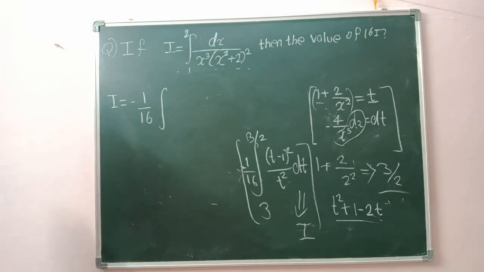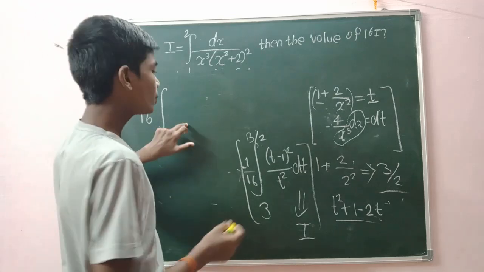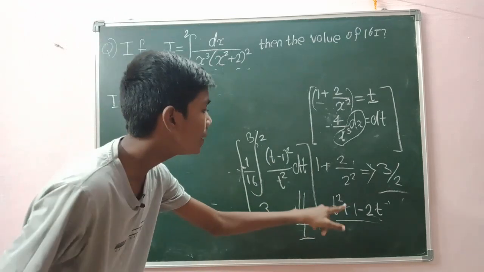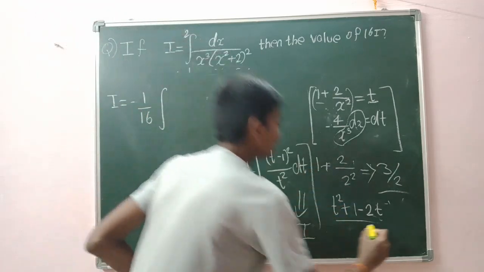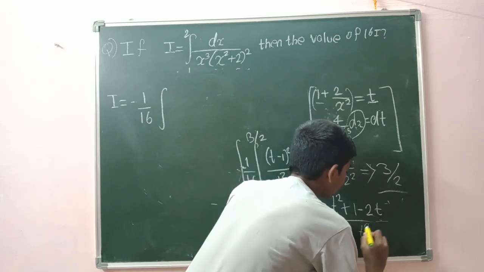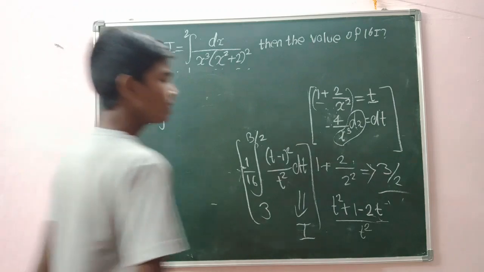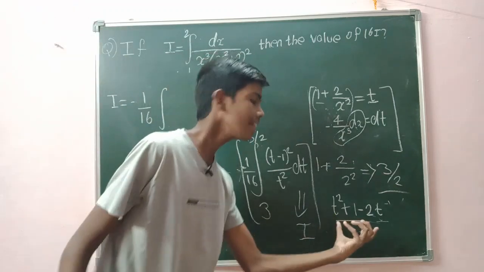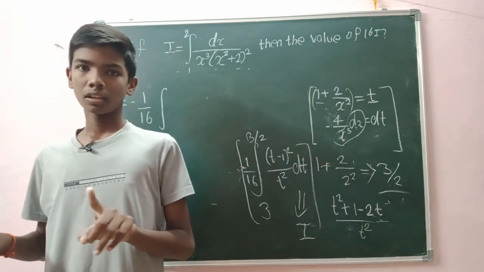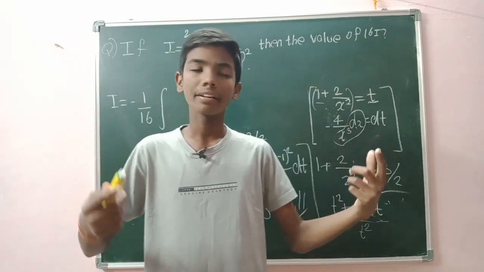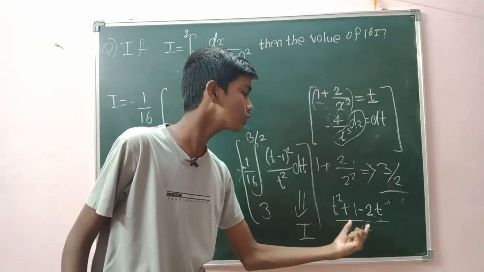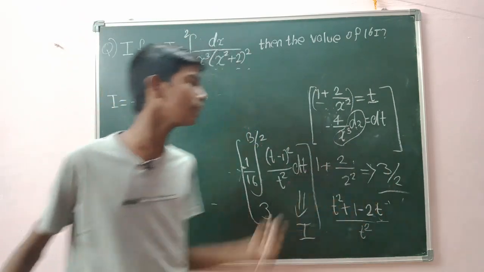Okay, so here we have the numerator (t minus 1) whole square, which will be t square plus 1 minus 2t, then divided by t square. Correct? This is what we are having. And now it's so simple, people. You are supposed to divide it by splitting the terms on the numerator. Therefore, it will be t square by t square plus 1 by t square minus 2t by t square.